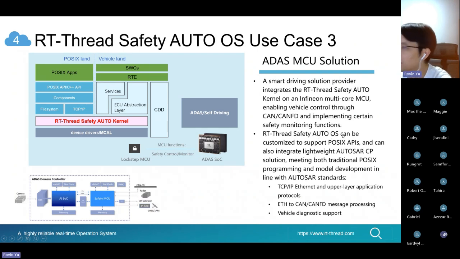Artist-Thread safety auto OS can be customized to support process APIs. It can also integrate the lightweight AutoSAR CP solution, meeting both traditional process programming and model development in line with AutoSAR specifications. It can provide TCP/IP, Ethernet, and application protocols, and also provide Ethernet to CAN and CAN-FD message processing functions, and provide vehicle diagnostic support.